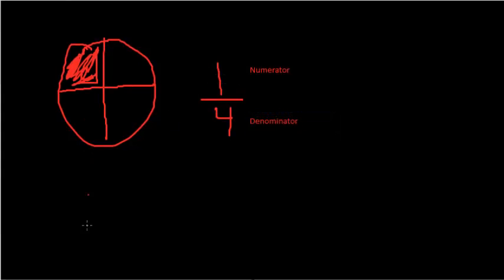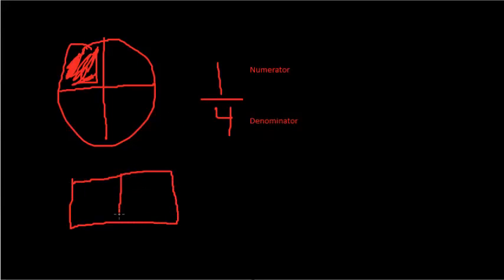Another example, let's say I have a candy bar, and that is cut into 8 equal pieces. Right? And I eat, say, 3 of these pieces. Right? My fraction to represent this would be 3 pieces that I ate out of 8 total pieces.